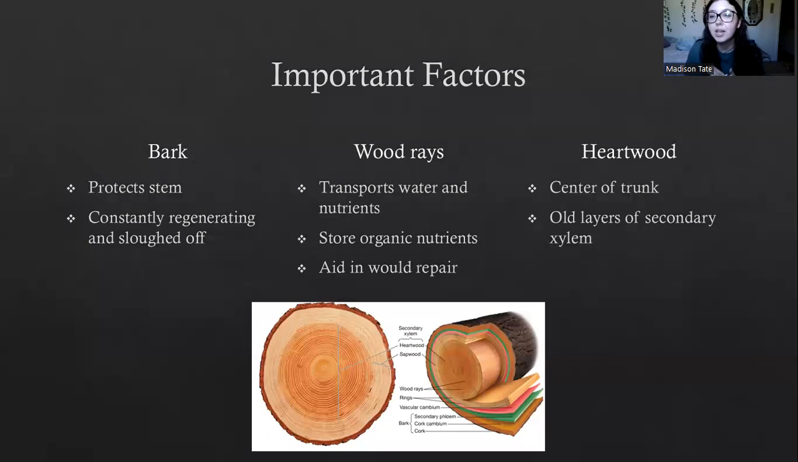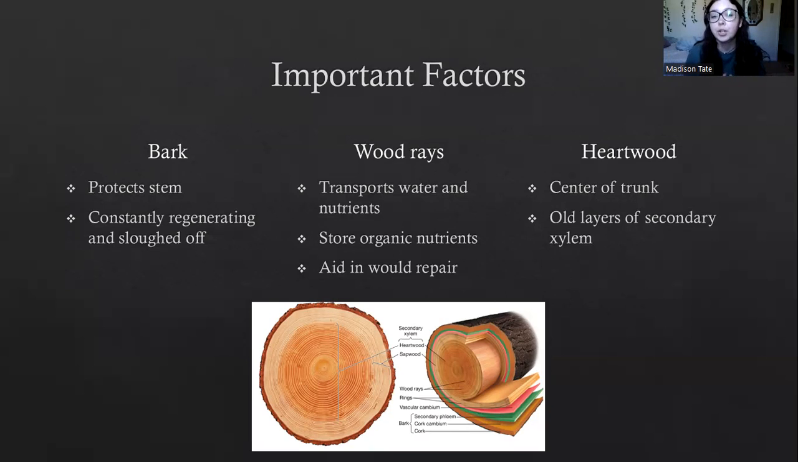Some important factors that come into play with wood growth are bark, wood rays, and heartwood. Bark protects the stem. Even though it's constantly shed off, there's always a new one being regenerated from the secondary phloem. So it's always protecting the stem. It's constantly protecting it. Wood rays have a lot of functions.